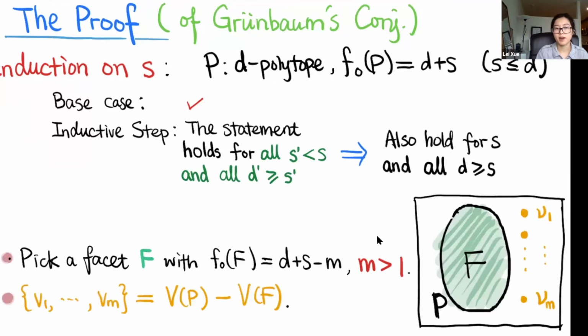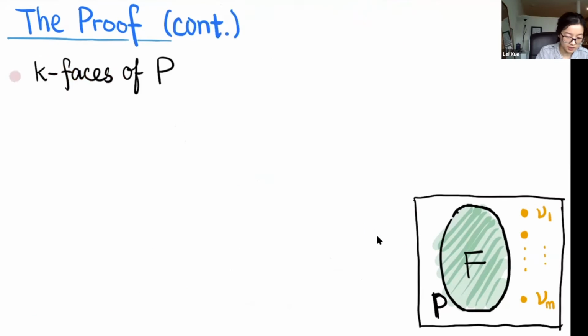We start by picking a facet F. And let's say F contains d plus s minus m vertices. In other words, there are m vertices that are not in the facet F. And all we need is that this m is at least 2. So we can pick any facet that's not a base where the polytope P is a pyramid over it. And we label those outside vertices V1 through Vm. I'm going to keep the picture over here to remind you. And we start counting right away. So this is what we want to count.